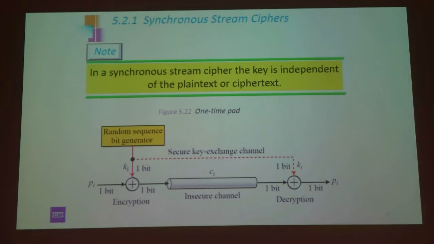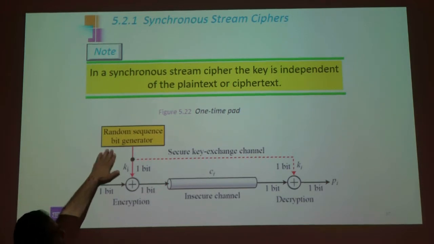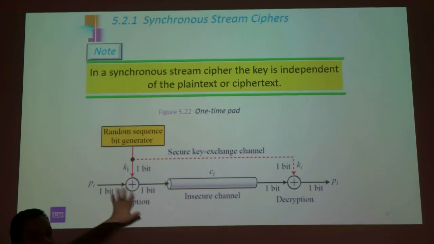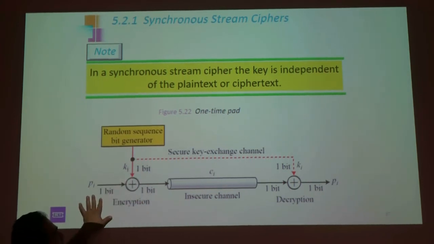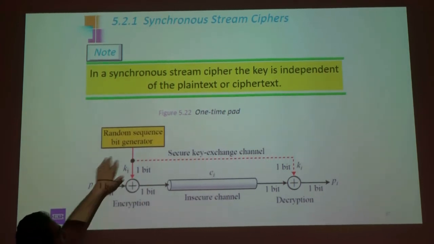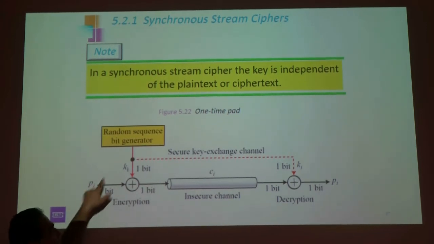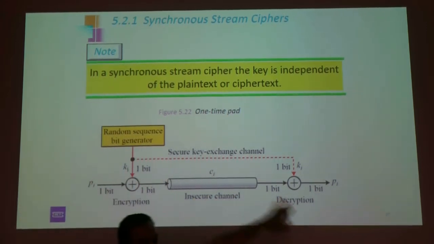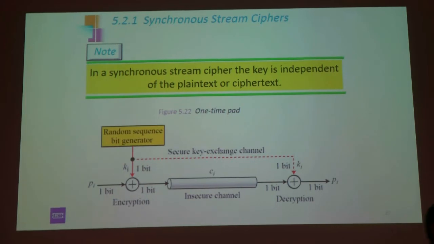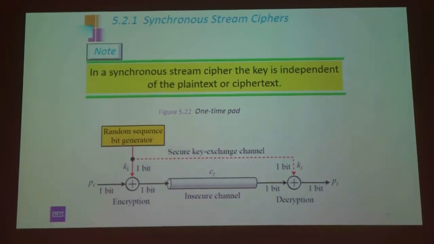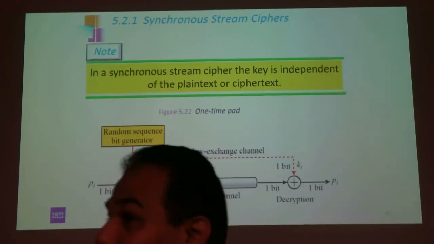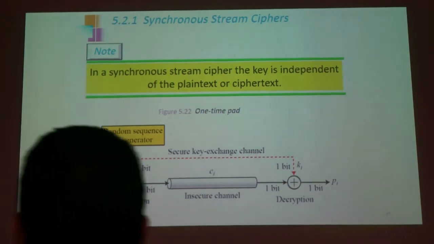All right. So we'll go to RC4. In synchronous, there is a random sequence bit generator, so it's independent from the data. So Pi, Ki, Bi plus 1, Ki plus 1, and we'll continue. Again, here we don't have blocks. We encrypt as we go, like streaming, right?